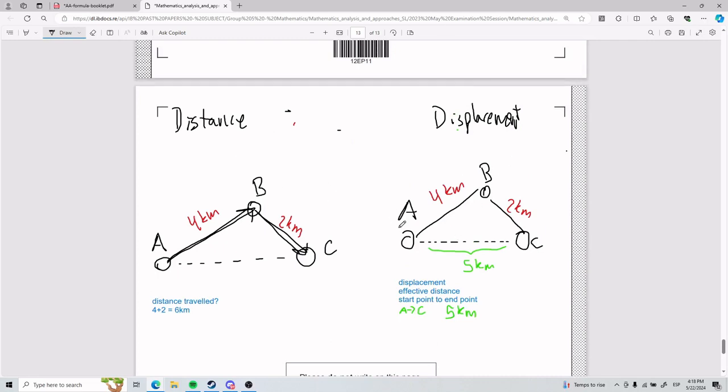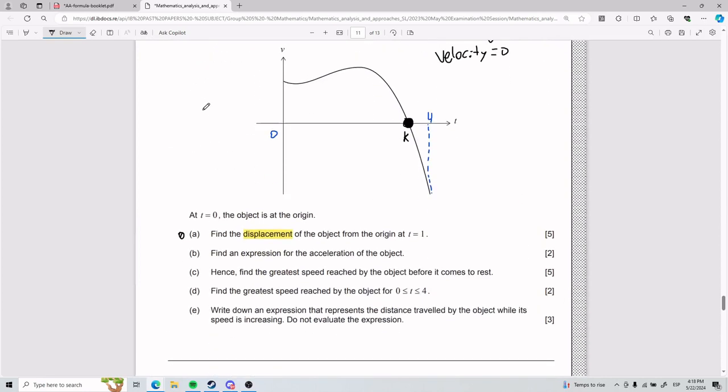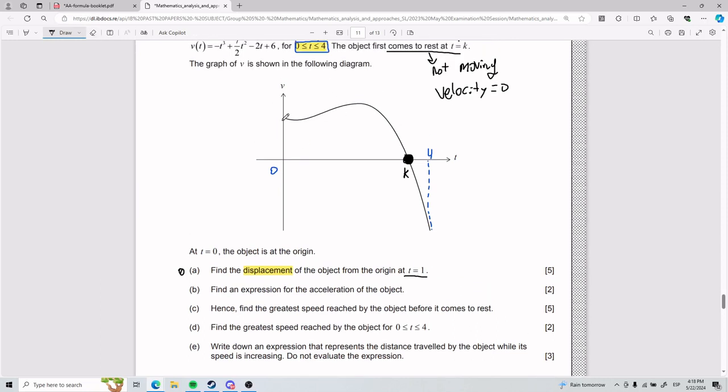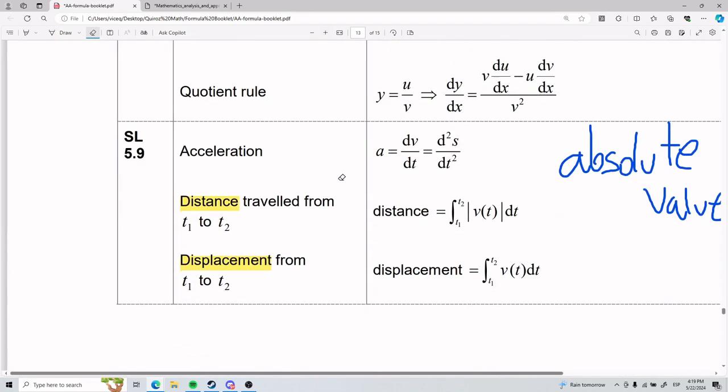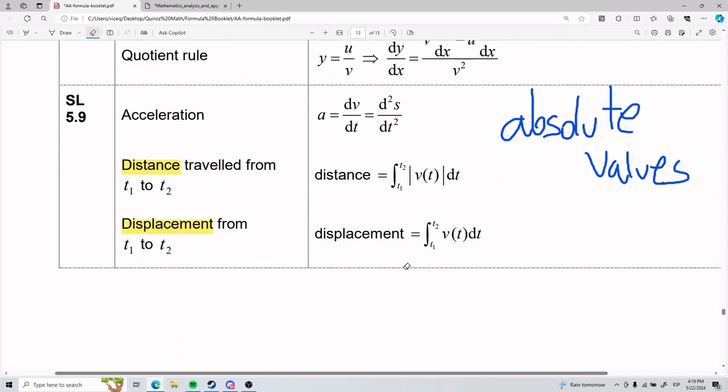Displacement only cares about starting point and end point, while distance only cares about what you actually traveled step by step. All right, enough blah blah. Let's get into the exercise, more into the thick of it. For part A, we need to find the displacement of the object from the origin at t equals 1. And so you identify the word displacement, you open up your formula booklet, and there is the formula you need to use. So let's understand it more thoroughly.